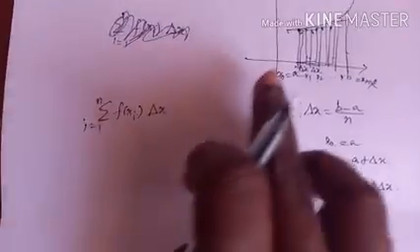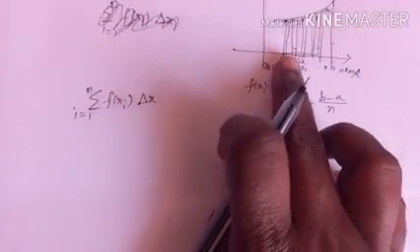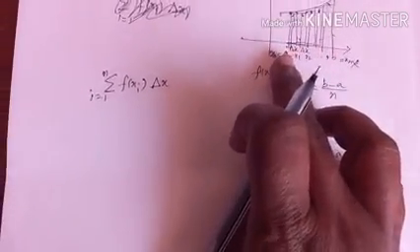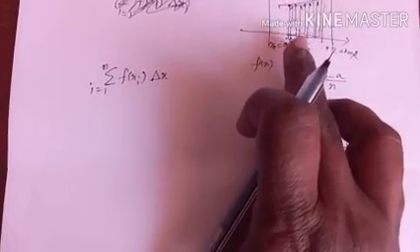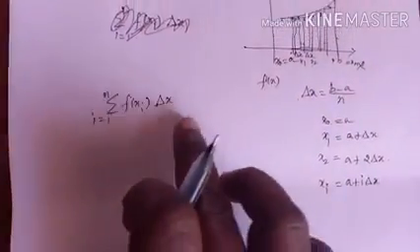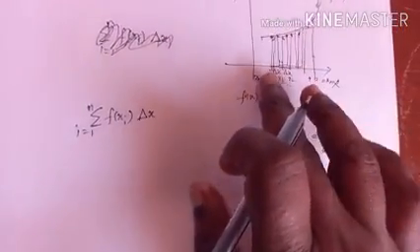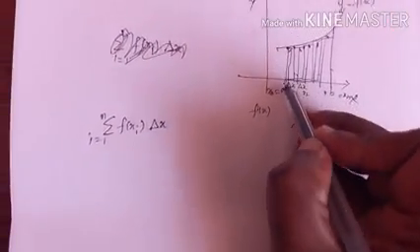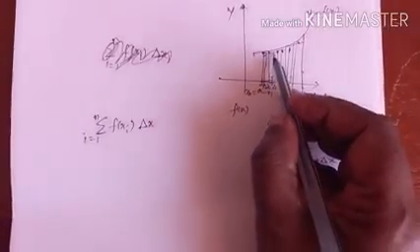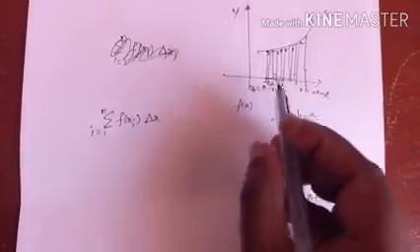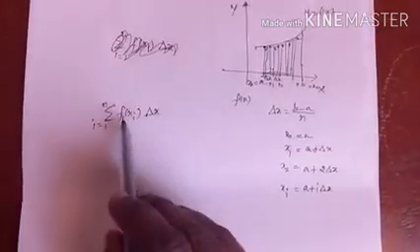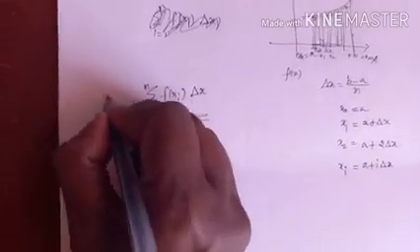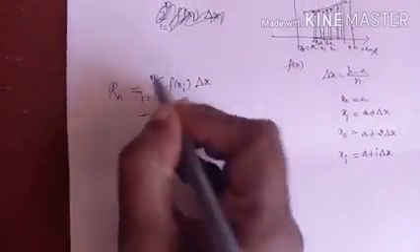So if you find f of x naught, f of x1, f of x2, in general f of xi, the sum of all f of xi into delta x, where i takes values from 1 to n, right? And the sum is called Riemann sum. f of x gives the length of the rectangle at x equal to x naught, the length of the rectangle at x equal to x1, etc. The sum is the Riemann sum, denoted by r suffix n.